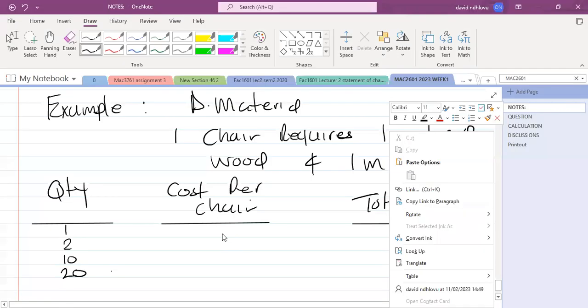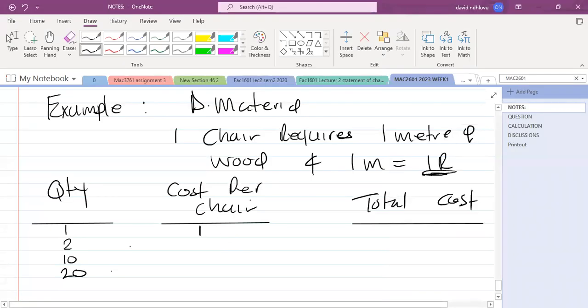Right, so it costs R1. Which means, therefore, in total, if I produce 1 chair, I have to spend R1 on material. If I produce 2, remember it still costs me 1 rand each, which means it will now cost me 2 rand. If I produce 10, I'll spend 1 rand per chair, but overall this time I'll produce 10. If I produce 20, I'll spend 1 rand. Overall, this time it will cost me what?